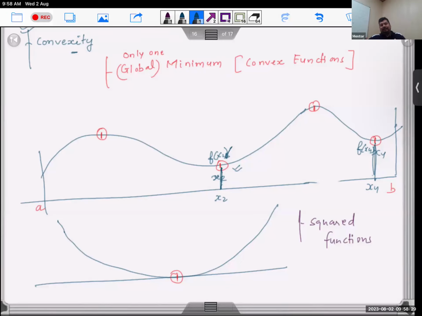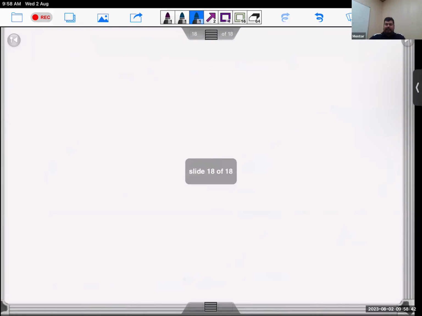In this case, the squared function is convex, and the key part is only 1. The number of roots, the minimum value will be 1. Let me ask you this one more time. Think about this. Let's say this is how the function is. What can you say about this function? Is this convex?